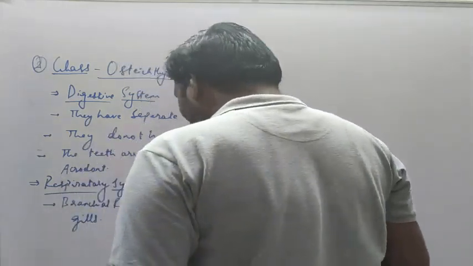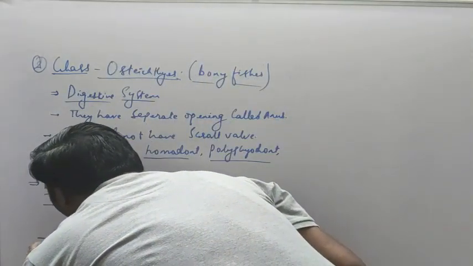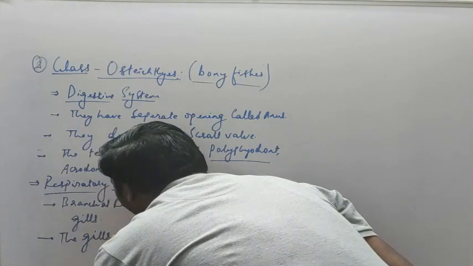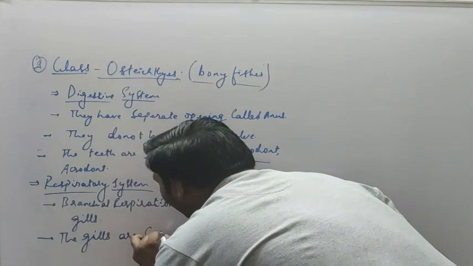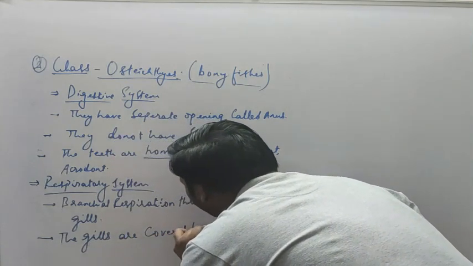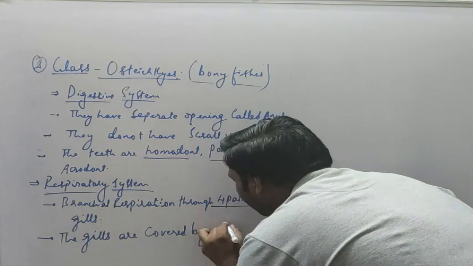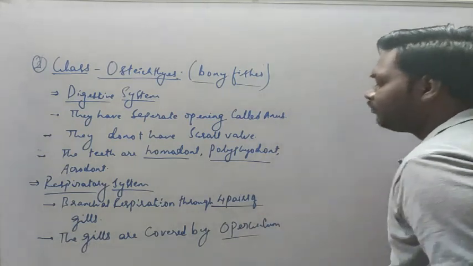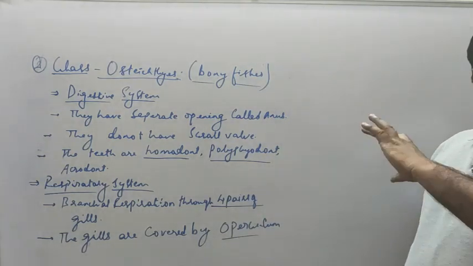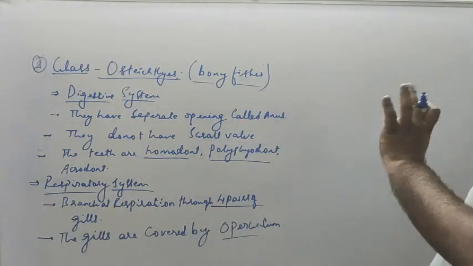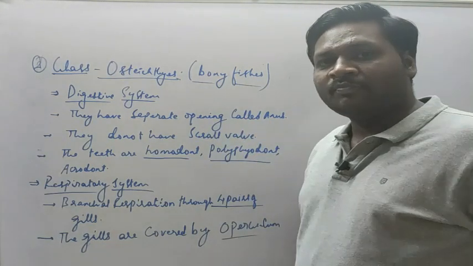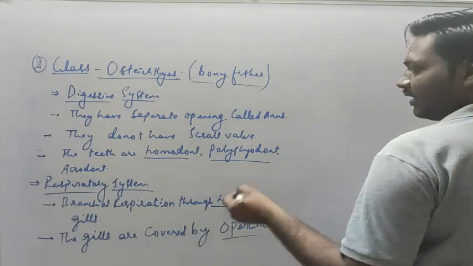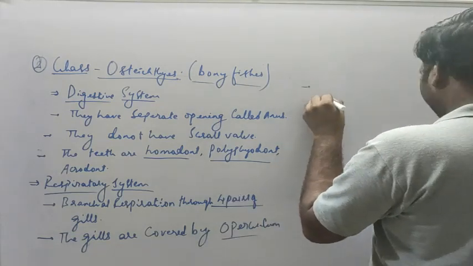Next, the gills are covered by the operculum. Operculum is a covering which is found on the gill slits, and it is only found in bony fishes. It is absent in cartilaginous fishes. Here I'll write about the respiratory system only.